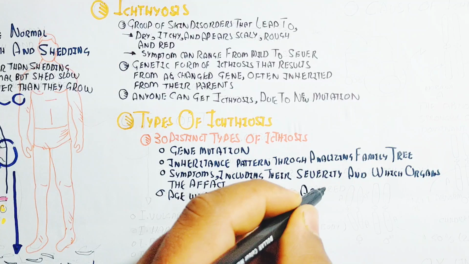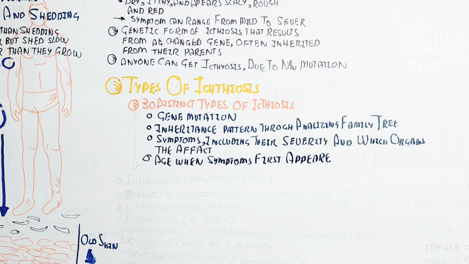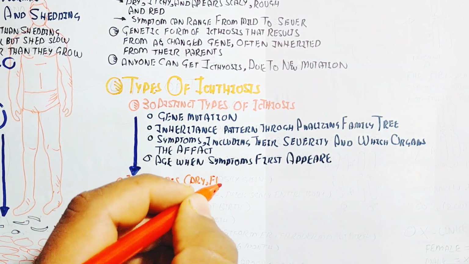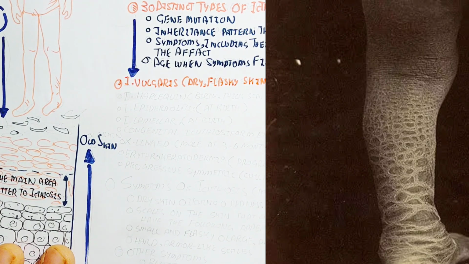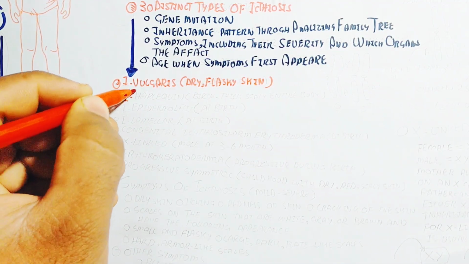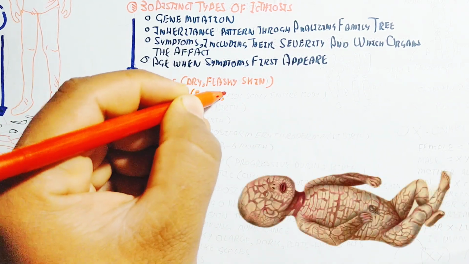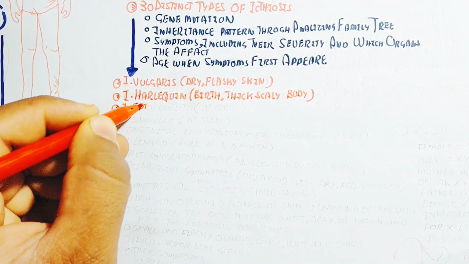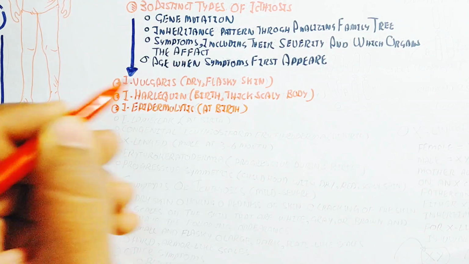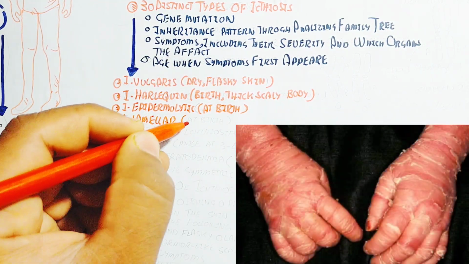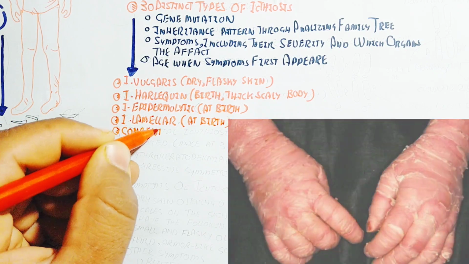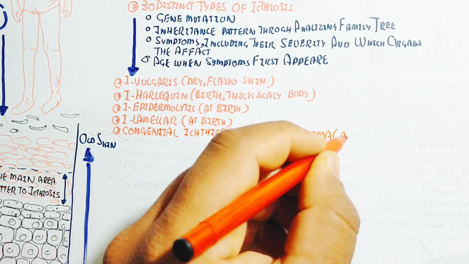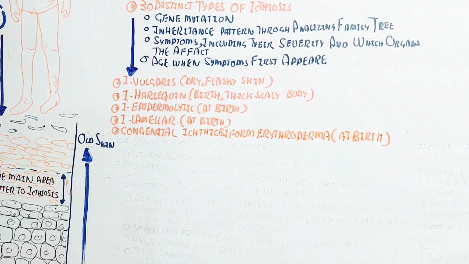We will discuss certain types of ichthyosis. A common one is ichthyosis vulgaris, which involves dry, flaky skin. Harlequin ichthyosis occurs at birth, with thick scaly skin appearing on the child's body at birth. Epidermolytic ichthyosis can also be present at birth. Lamellar ichthyosis is also present at birth, and congenital ichthyosiform erythroderma shows red skin and is also possible at birth.